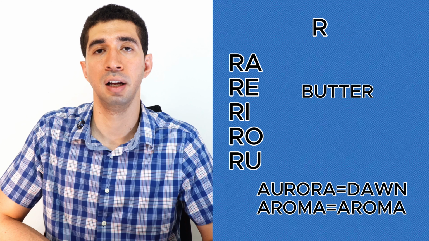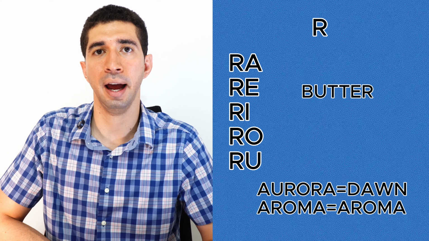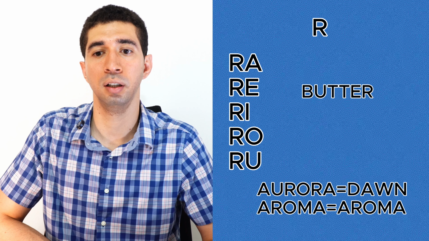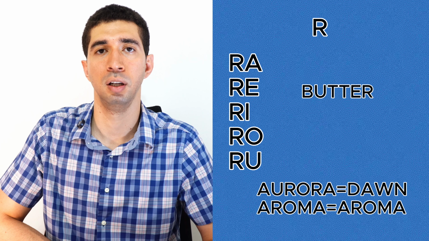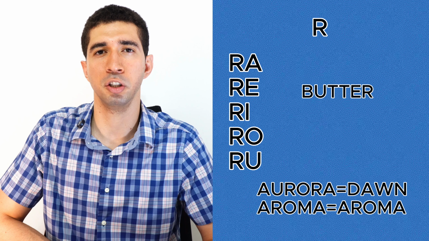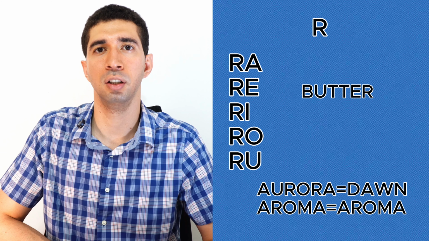Moving on, we have the R. There we have ra, re, ri, ro, ru. Some example words are aurora and aroma. You can get this sound like when you pronounce, let's say, the word butter. The double T is pronounced like that here in Spanish, like butter: da, de, di, do, du.